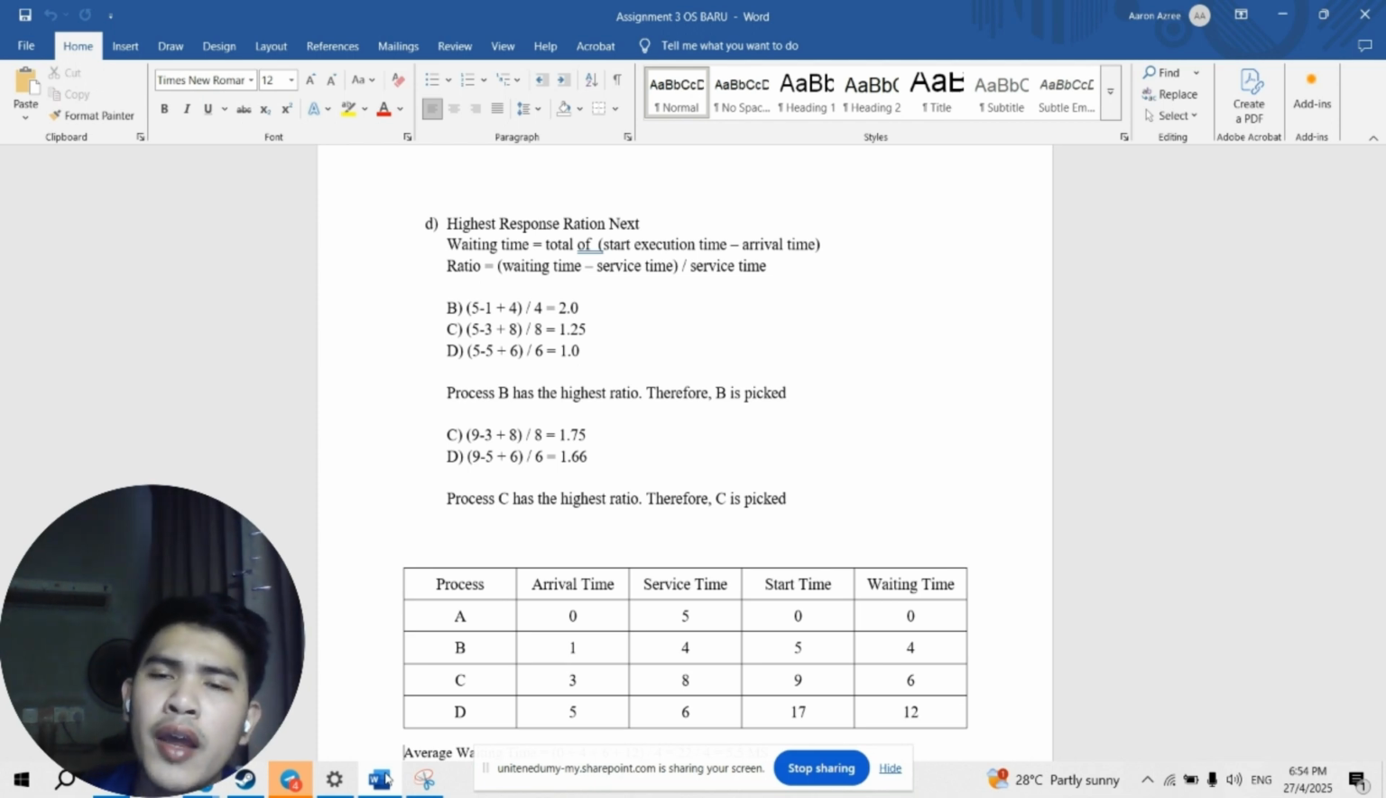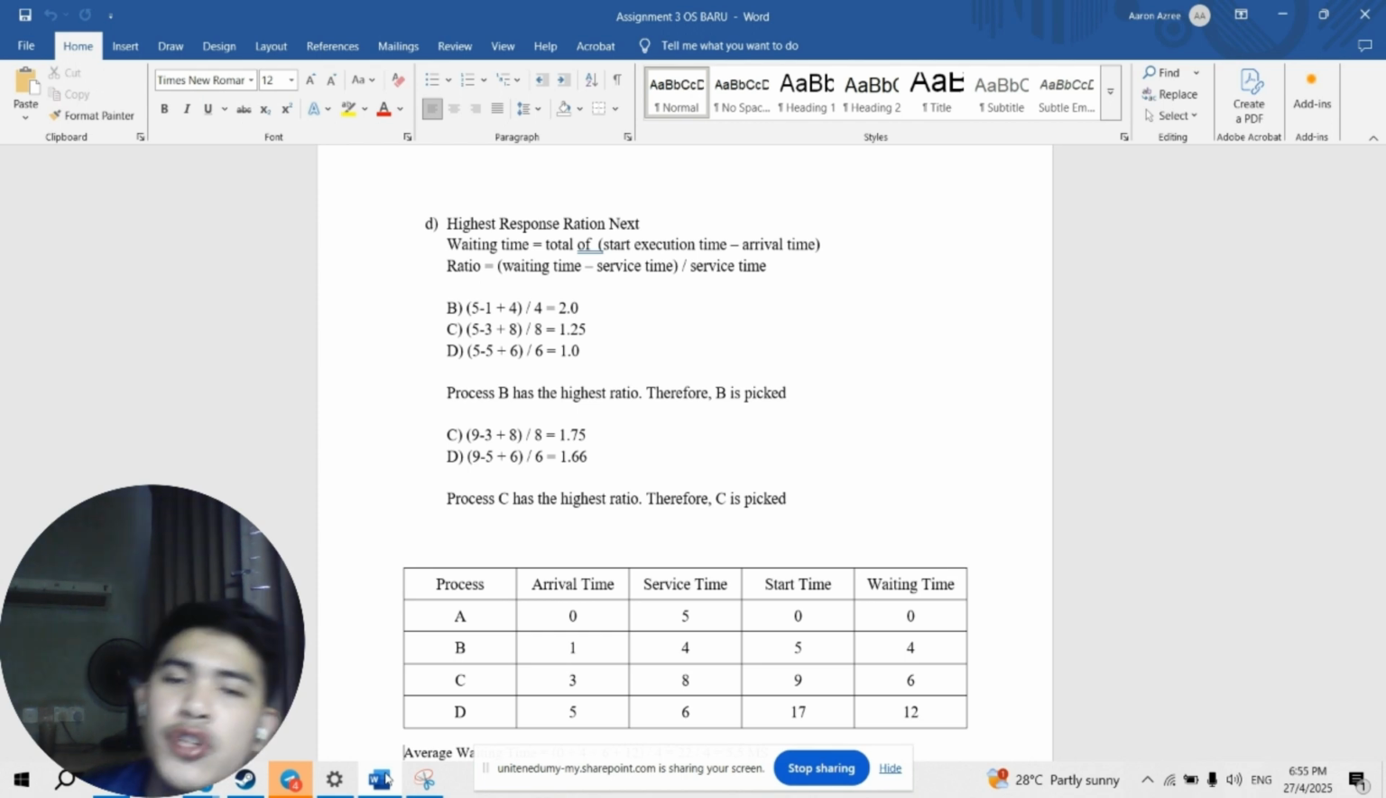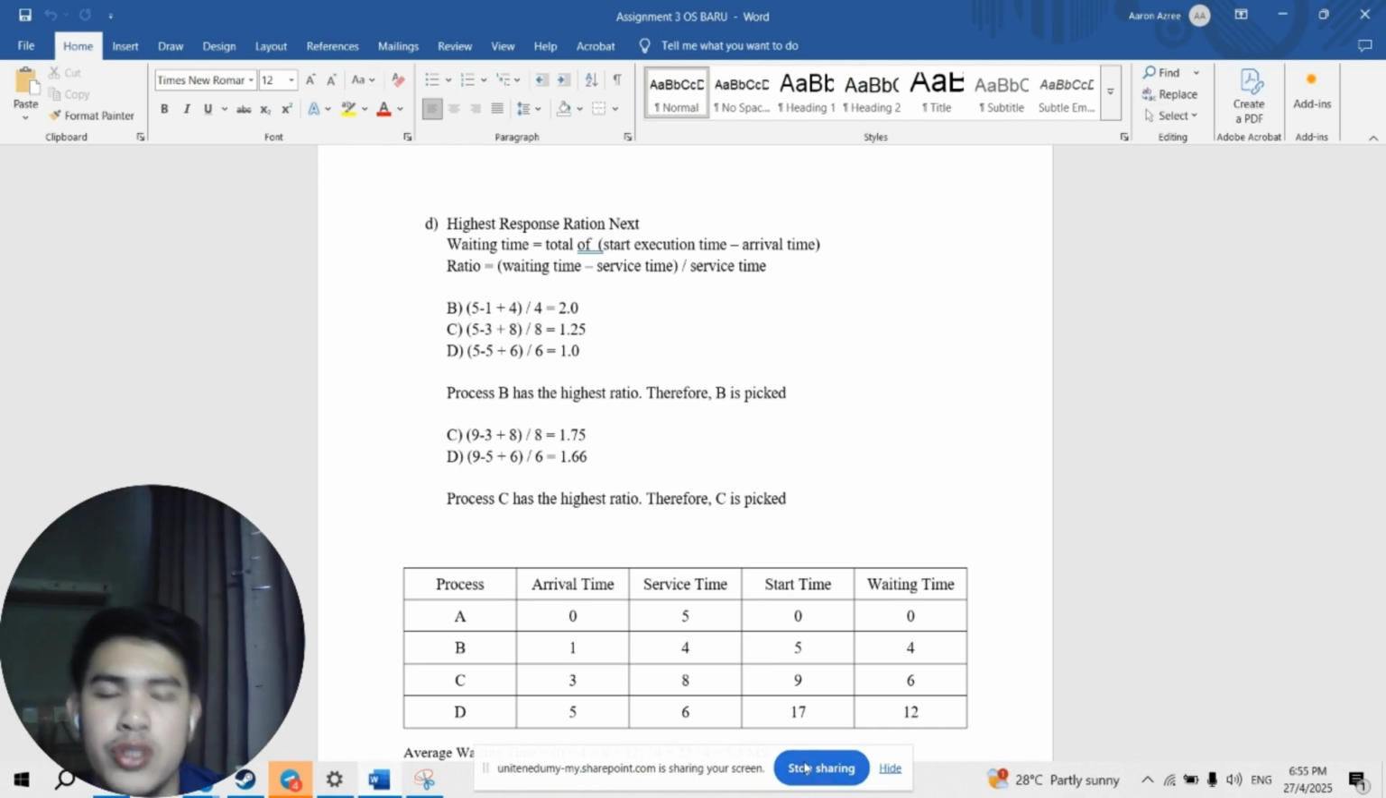Under there, for C, we have to recalculate. 9 is the end time of B. So 9 minus 3, which is the arrival time of C, then plus 8, which is the service time of C, divided by 8, the service time of C. You will get 1.75, making C the highest ratio. Therefore, C is picked for the next part. So it will be A, B, C, D. That is essentially my part of question D.